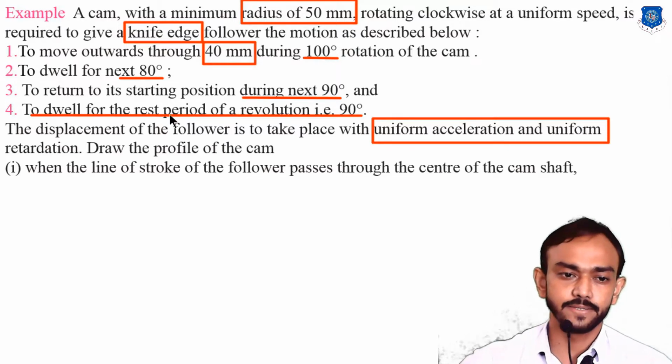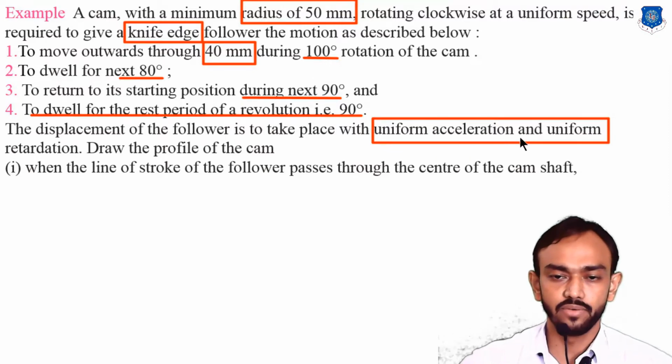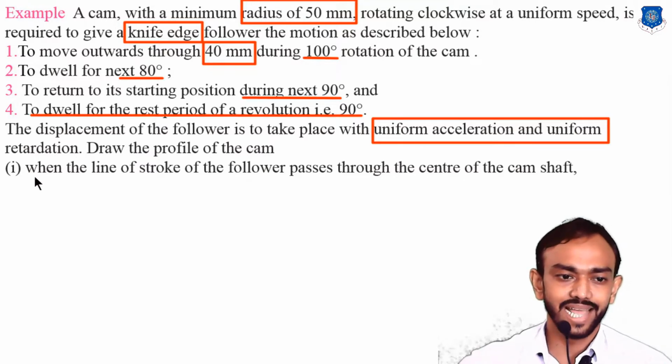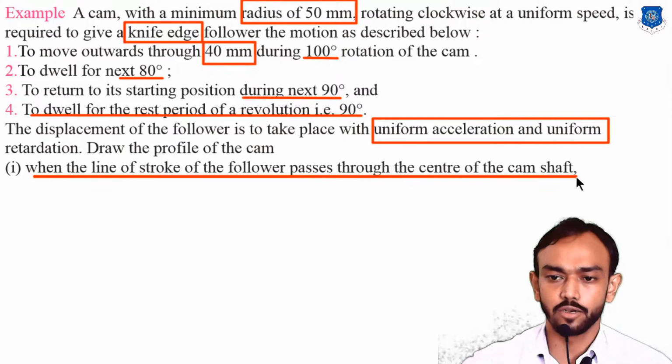In this case, rise and return have the same diagram, uniform acceleration. But in some examples the rise is with uniform velocity and return with simple harmonic, and sometimes rise with uniform acceleration and return with simple harmonic. So this type of combination can be asked for rise and return. And the line of stroke of the follower passes through the center of the cam.